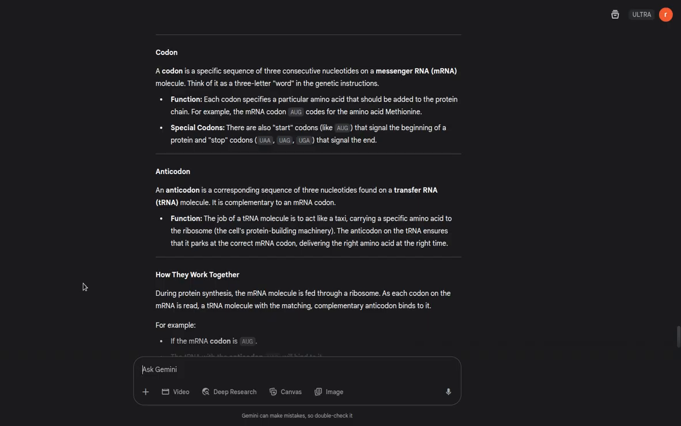Function: the job of a tRNA molecule is to act like a taxi, carrying the specific amino acid to the ribosome. The anticodon on the tRNA ensures that it parks at the correct mRNA codon, delivering the right amino acid at the right time.